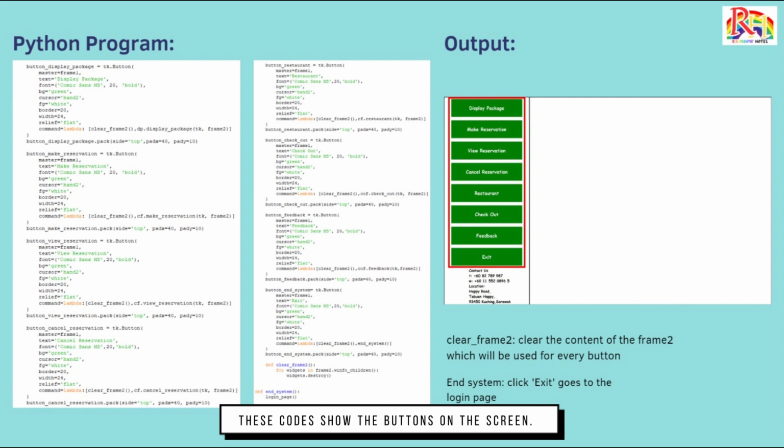These codes show the buttons on the screen. When the button was clicked, the command in each button will allow the respective functions to be carried out. The clear frame 2 definition function will clear the content inside the frame on the right side for every button. The program will return to the welcome page when the exit button was clicked.